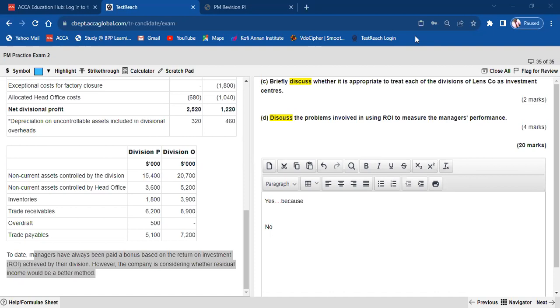Good exam technique involves taking your time to understand the requirement and identifying all of the parts of the requirement, looking at the mark allocation and determining the number of points you can raise to get half of the marks. Very critical. Any ideas, problems involved in using ROI to measure the manager's performance?